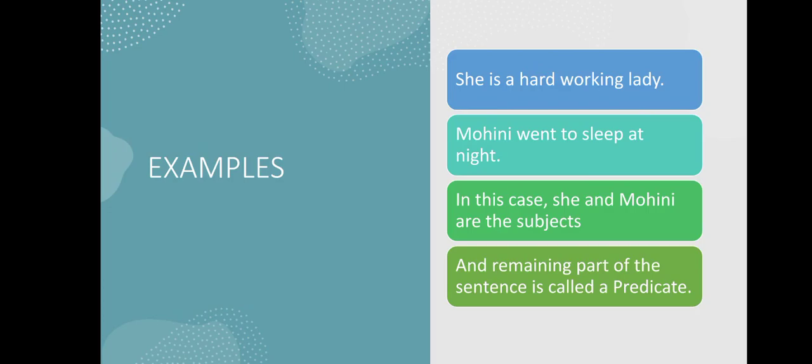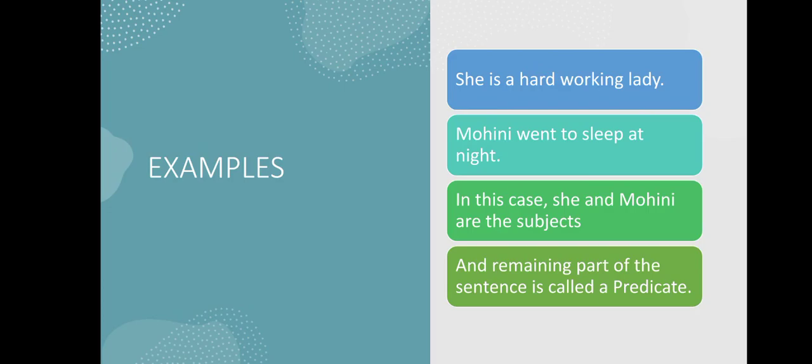She is a hard working lady. Here, who is a hard working lady? She is a hard working lady. So about whom are we describing here? She is the subject, and the remaining part is the predicate. Again, going to the correct format of the sentence, here she is the subject, is is the verb, a hard working lady is the object. And the second example, Mohini went to sleep at night.